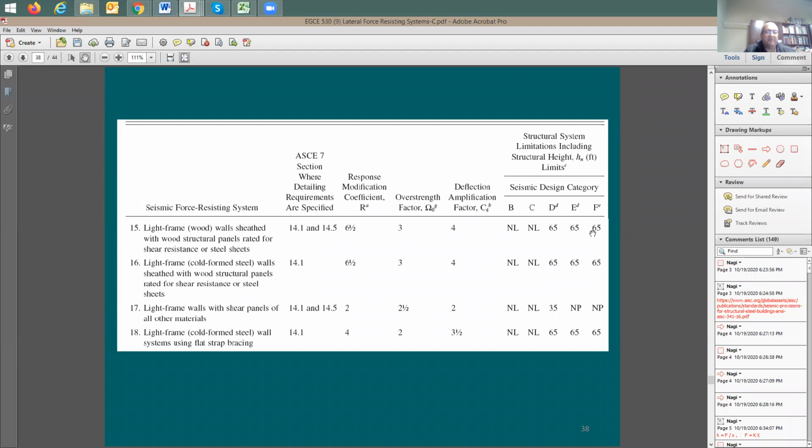And you cannot use it in seismic design category D. Your limit is going to be 65 feet only. So once you get to 65 feet, you cannot go beyond this. This is going to be your limit for the seismic.